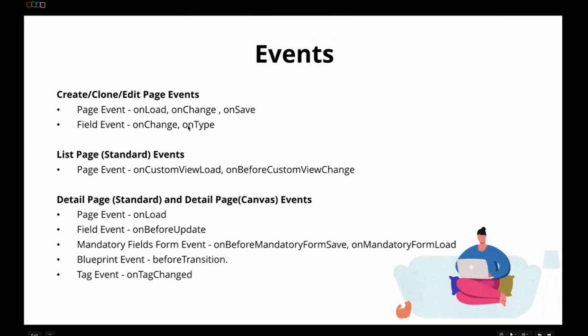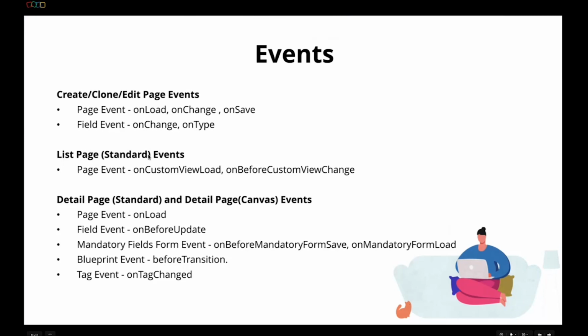There is another recent addition to the list, which is onType. Unlike onChange, onType will trigger the script as the user types value on a particular field. But onChange will trigger the script only when the user moves to the next field after updating a value to a particular field. That is the difference between onChange and onType.